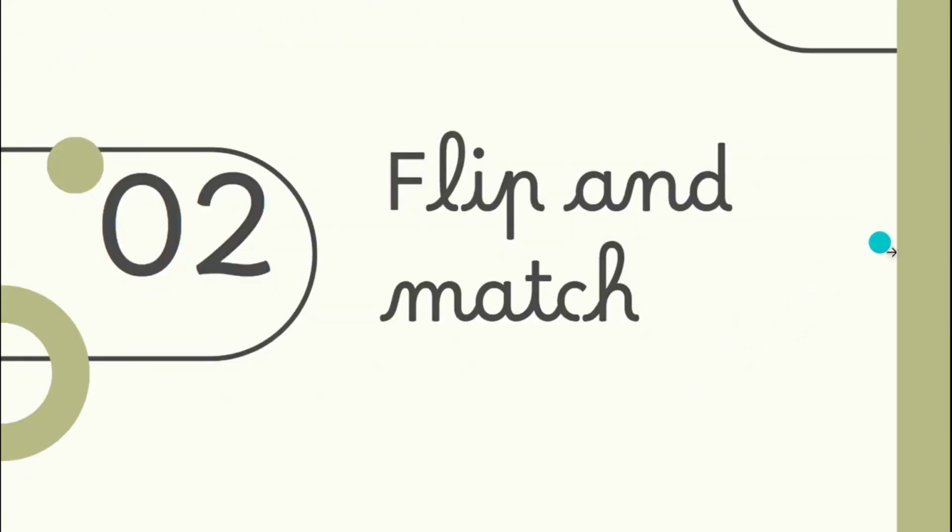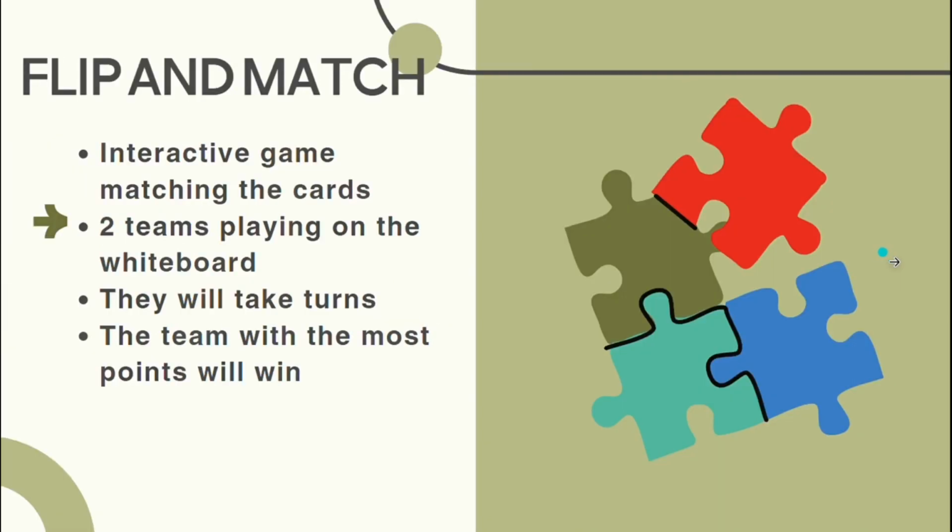Activity 2. Flip and match. They will play an interactive game in Wordwall where they will have to flip the cards, remember where each fraction is, and match them. The teacher will divide the class into 2 teams and they will play an interactive game on the whiteboard. They will take turns to match the equivalent fractions represented in flip cards. The team with most points will win and will have some extra time for the last activity.